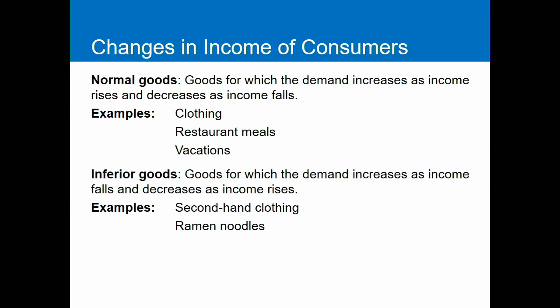Now there's also what's called inferior goods. For inferior goods, your demand is going to increase as your income goes down, and your demand is going to decrease as your income rises. So these are things like secondhand clothing, ramen noodles, really cheap goods that you only buy because you don't have much money.